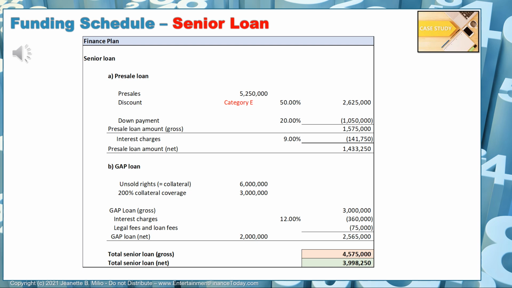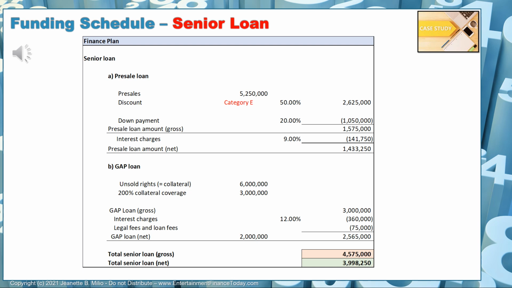$2,565,000. And so altogether, when we're adding the gap loan of $2,565,000 to the pre-sale loan of $1,433,250, the bank will actually give us a loan of $3,998,250. So that is our loan amount that we will be receiving.